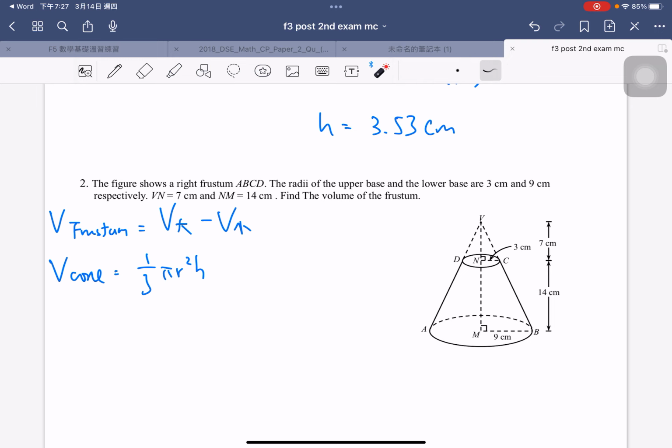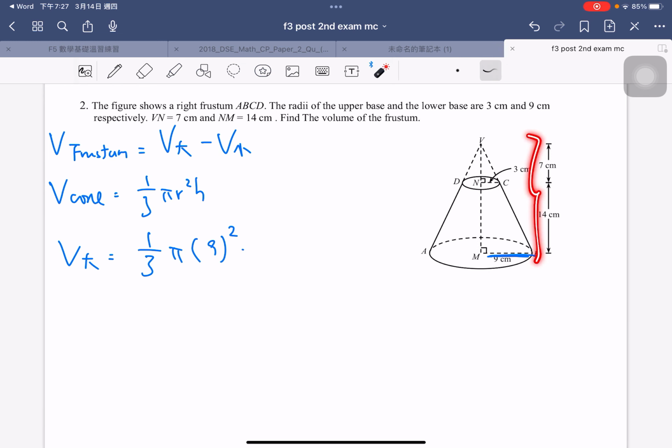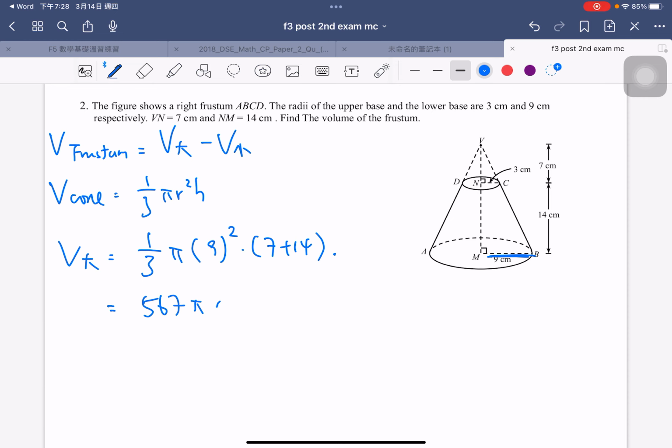Now we can calculate V_big, which is the larger cone. For the larger cone, the radius is 9 and the height is 21, because 7 plus 14 is the total height of the larger cone. So V_big is equal to 1/3 pi times 9 squared times the height, which is 7 plus 14. Using your calculator, this is 9 squared times 21 divided by 3, giving you 567 pi cm cubed.